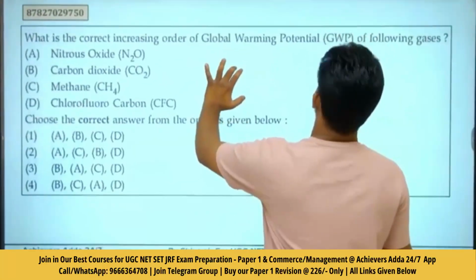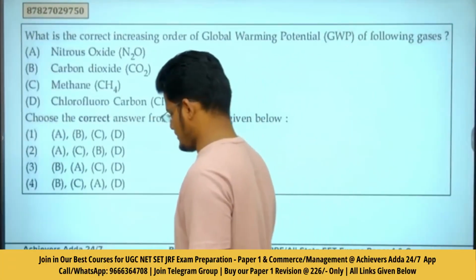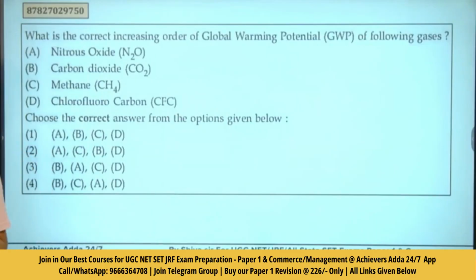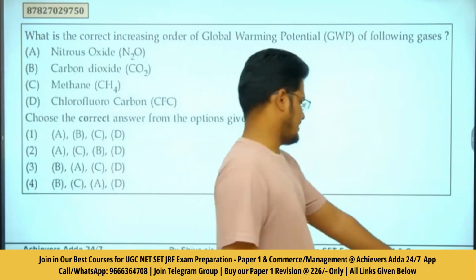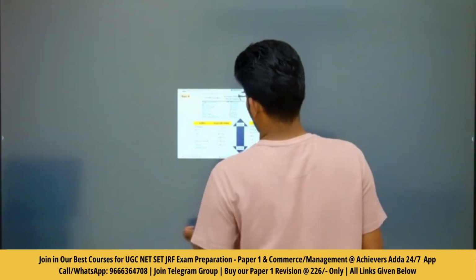Increasing order of global warming potential. Most important question. Today somebody was asking, I think Chetan. I will now explain the entire table. You may look at, answer is 4.